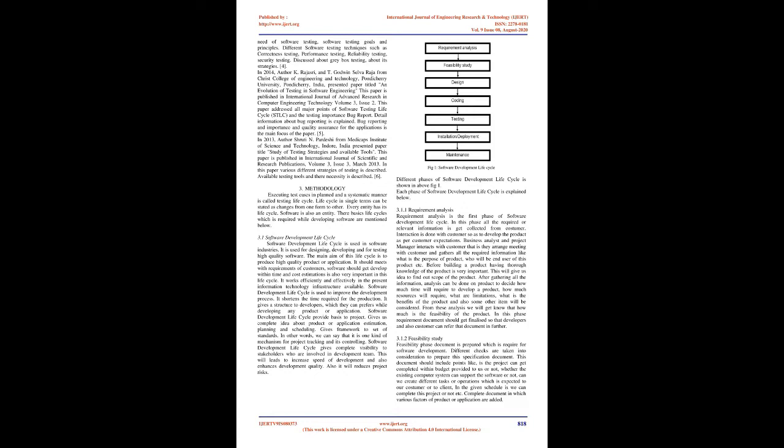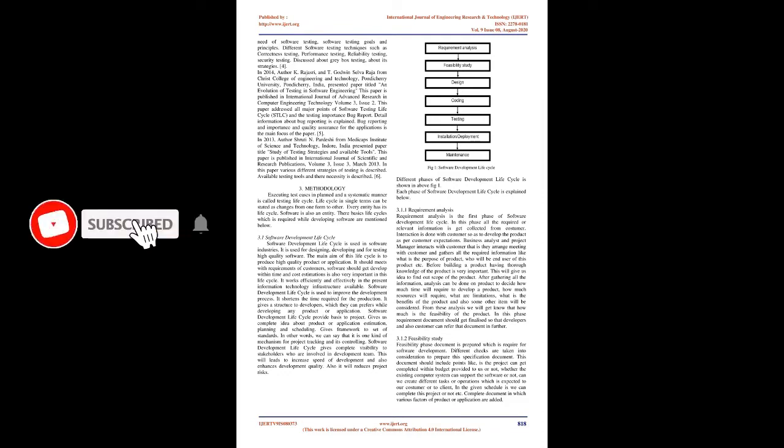Software development life cycle is used to improve the development process. It shortens the time required for production. It gives a structure to developers, which they can follow while developing any product or application. Software development life cycle provides a basis to the project. It gives us a complete idea about product or application estimation, planning, and scheduling. It gives a framework to a set of standards. In other words, we can say that it is one kind of mechanism for project tracking and controlling.